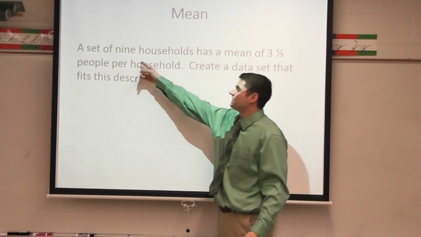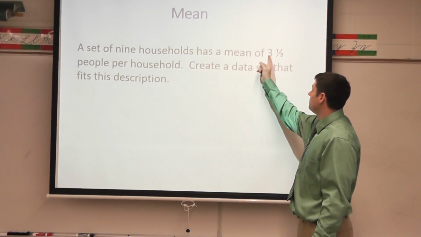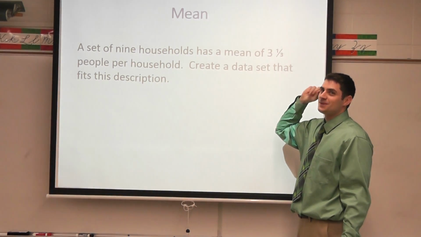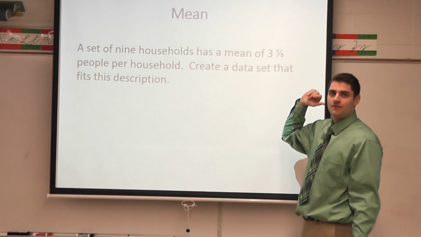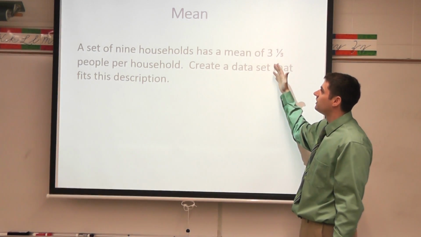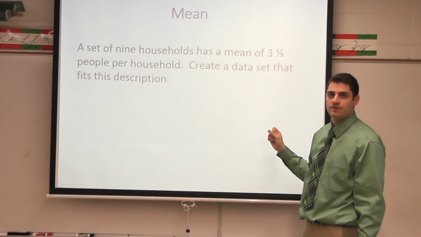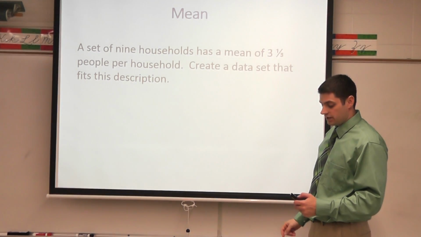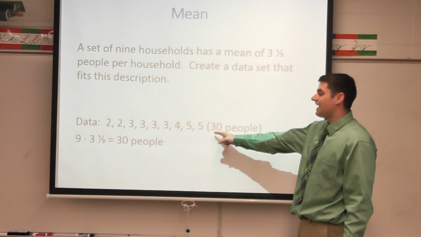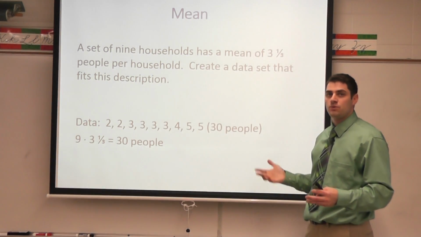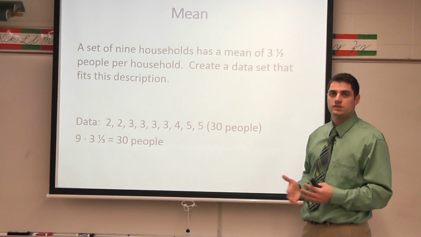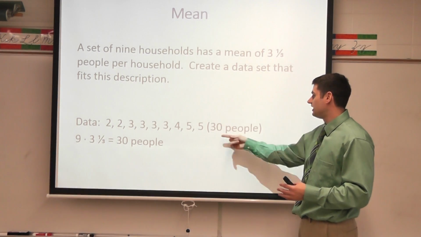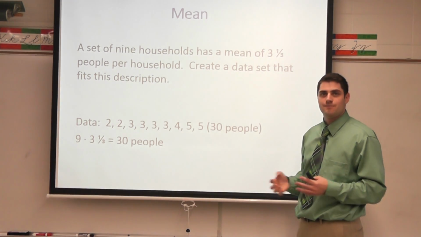So our data set's 9. The mean is 3 1/3. So think about it again, there's a fraction here. If I were to multiply that out, 3 times 9 would be 27. 1/3 of 9 would be 3, so that would be 30. So I know that my data set now has to equal 30 people. I need 9 numbers, and as long as those 9 numbers equal 30, I'm going to get my mean here.